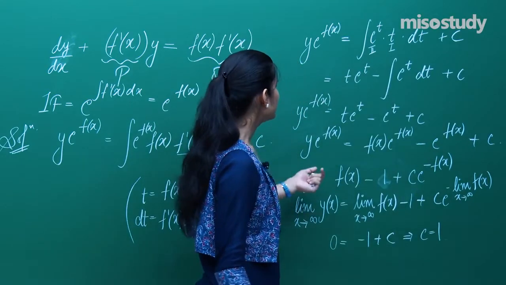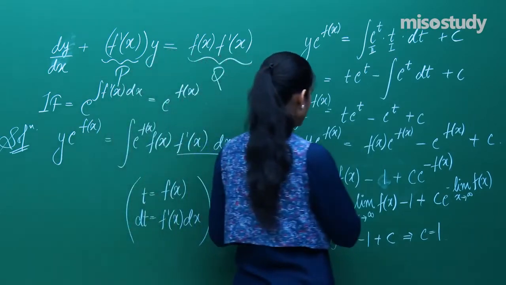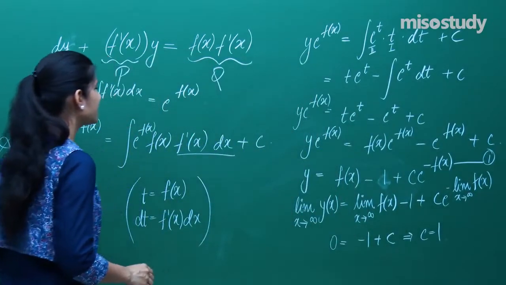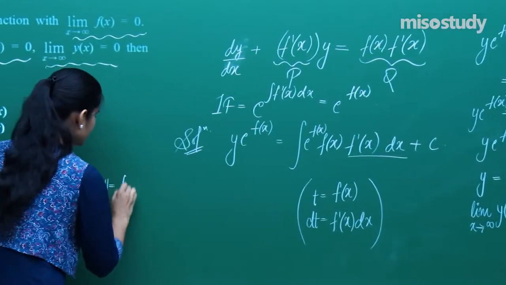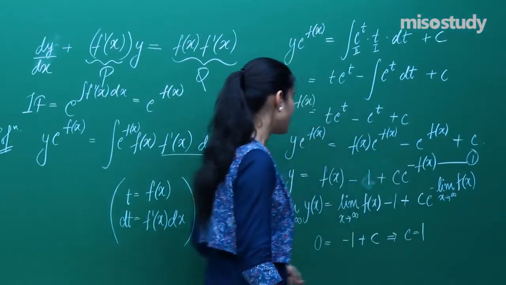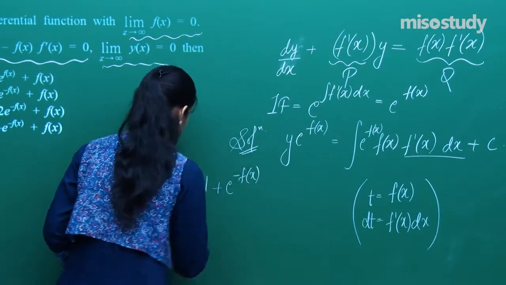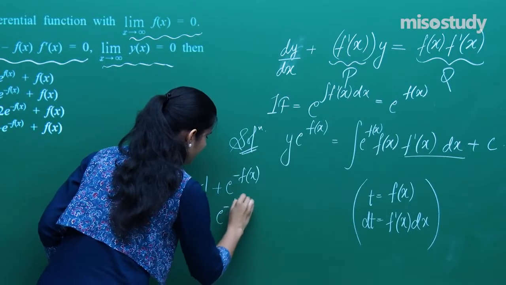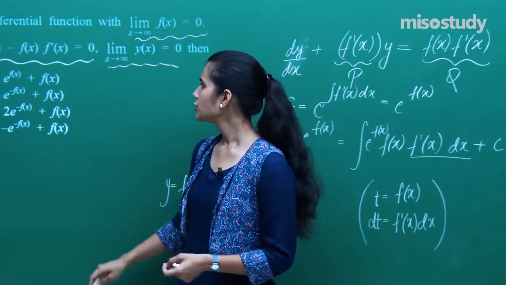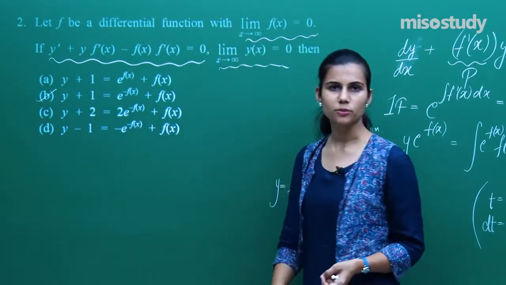The moment c has come out to be 1, you have got your equation. It is y equals fx minus 1 plus c, which is 1, e to the power minus fx. So you get y plus 1 equals e to the power minus fx plus fx. Okay? So y plus 1 equals e to the power minus fx plus fx. This happens to be the correct option.